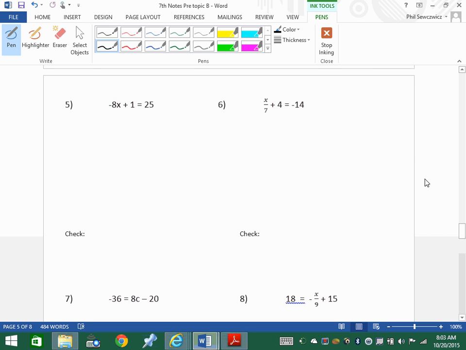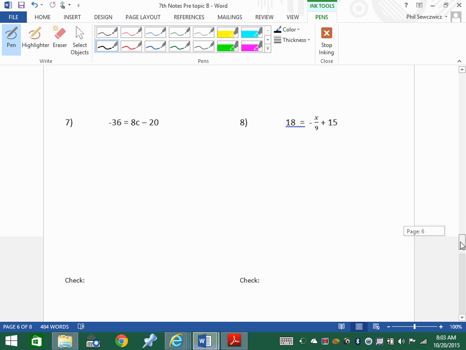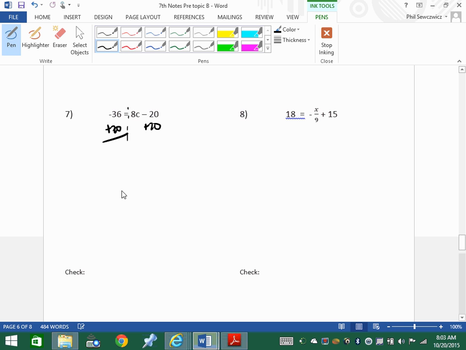Let's go to question number 7. All right, let's skip on down. So which side are we going to start on? We should start on the right-hand side. Yeah, because that's where the variable is at. So what are we going to do first? Did you say add 20 to both sides? We are. So let's see what we've got.